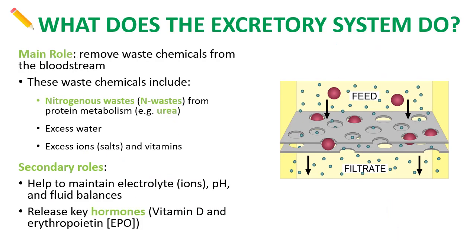So overall, what does the excretory system do? It removes waste chemicals, like I just mentioned. And in particular, it's chemicals called nitrogenous wastes, or N-waste for short. And we get them from when we metabolize protein. In other words, when we eat protein in our diet, it gets digested, and then we break apart all those amino acids for energy. So metabolism basically means breaking apart using chemical reactions.